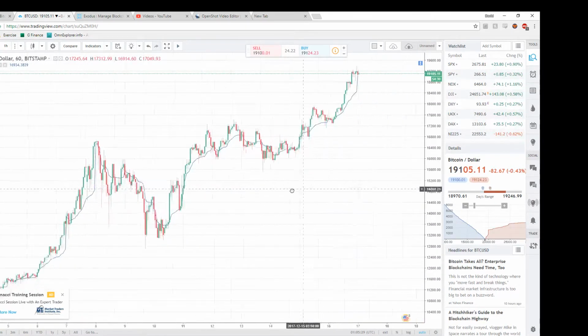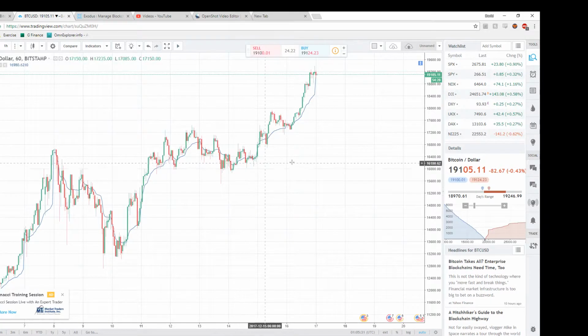And so the VWAP doesn't let you know where the price is going. It's just letting you know the average price where people are buying and selling.